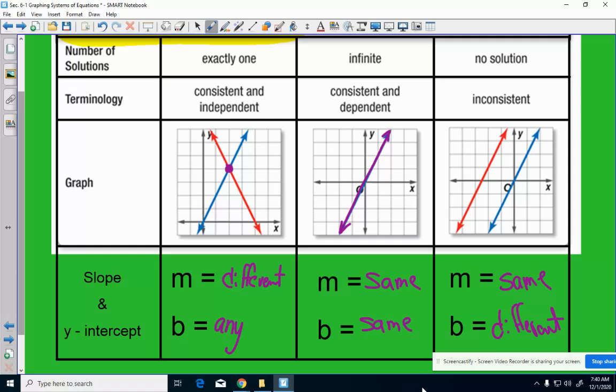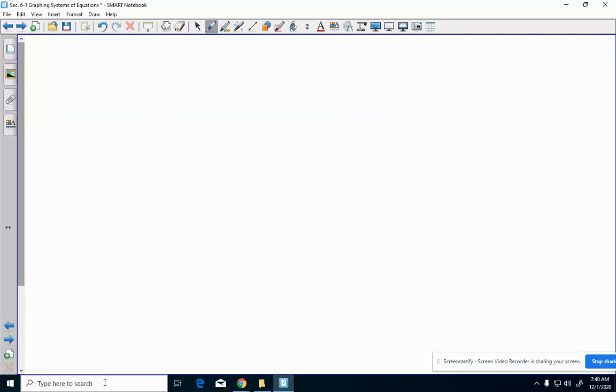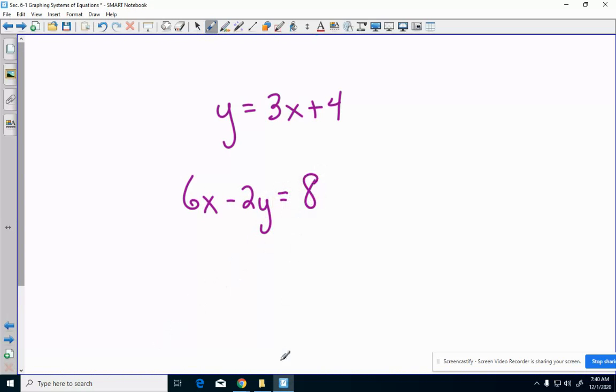Now, if you're asking yourself, how could you not see that? Well, maybe you had something like this. We'll just jump over here for a second. If I had two equations that were exactly the same, maybe the first one was y equals 3x plus 4, and maybe the next one said 6x minus 2y equals 8. Now, those don't look the same. Let's do this. Now they are.